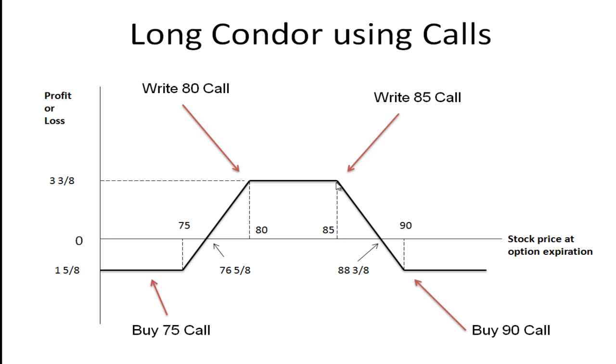Now we get to 85. This 85 call kicks in, so you start losing $1 for every dollar that the price goes above 85. Here you were even because the dollar you made here is offset by the 80 call that you wrote. Now you've written another call, so it turns down. And at an exercise price of 90, you buy the 90 call, which causes this to flatten out. So the picture looks exactly the same here as it did with the iron condor.